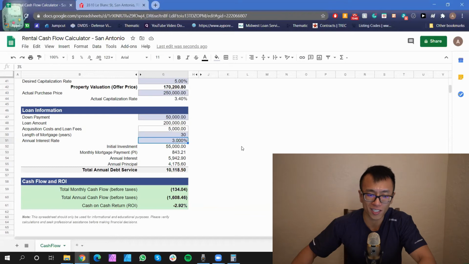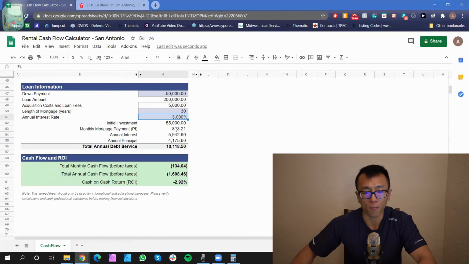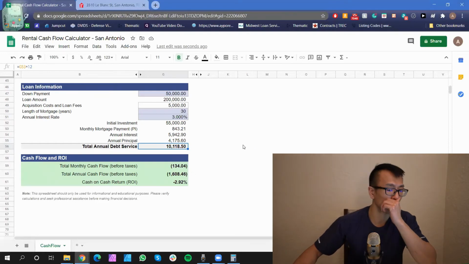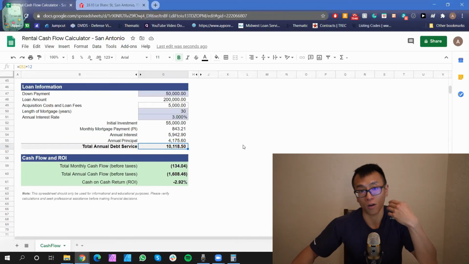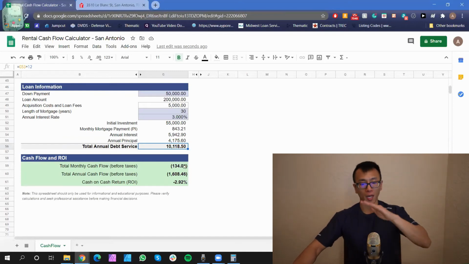And then the interest rate is probably around 3%. I think 3% is a little bit higher than what it is currently right now, but let's be conservative and put 3%. And now here it calculates all this other information for you, right? Bam. So a total annual debt service is about $10,000. Which is not bad actually. Okay, so now we're gonna go into the actual cash flow, because we're gonna be covered through our rental income, right? So keep that in mind.